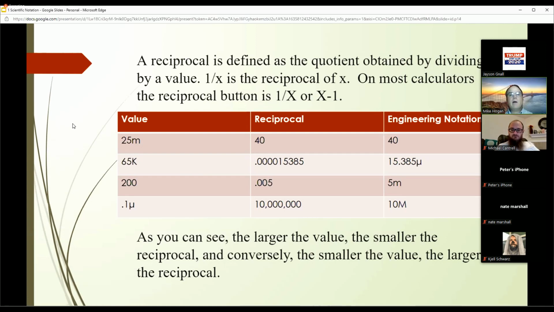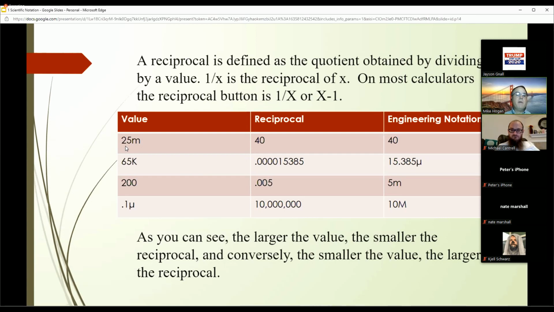Okay, and so if I'm looking, for example, here, this is 25 milli, right? If I take 1 and divide it by 25 milli, the reciprocal is 40. Typically on a calculator, you're going to see something that looks like a 1/x button, or even a x to the minus 1. Basically what you're doing is you're just taking 1 and you're dividing it by this number.